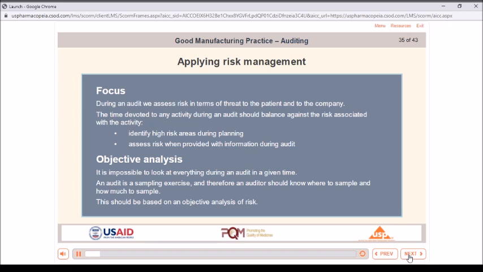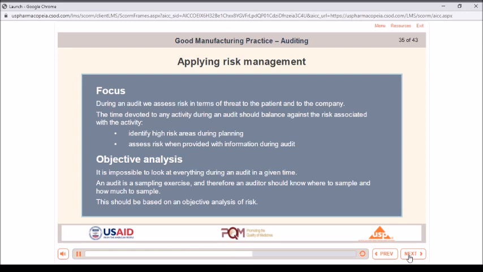Applying risk management. Focus. During an audit, we assess risk in terms of threat to the patient and to the company. The time devoted to any activity during an audit should balance against the risk associated with the activity. Identify high-risk areas during planning. Assess risk when provided with information during audit.